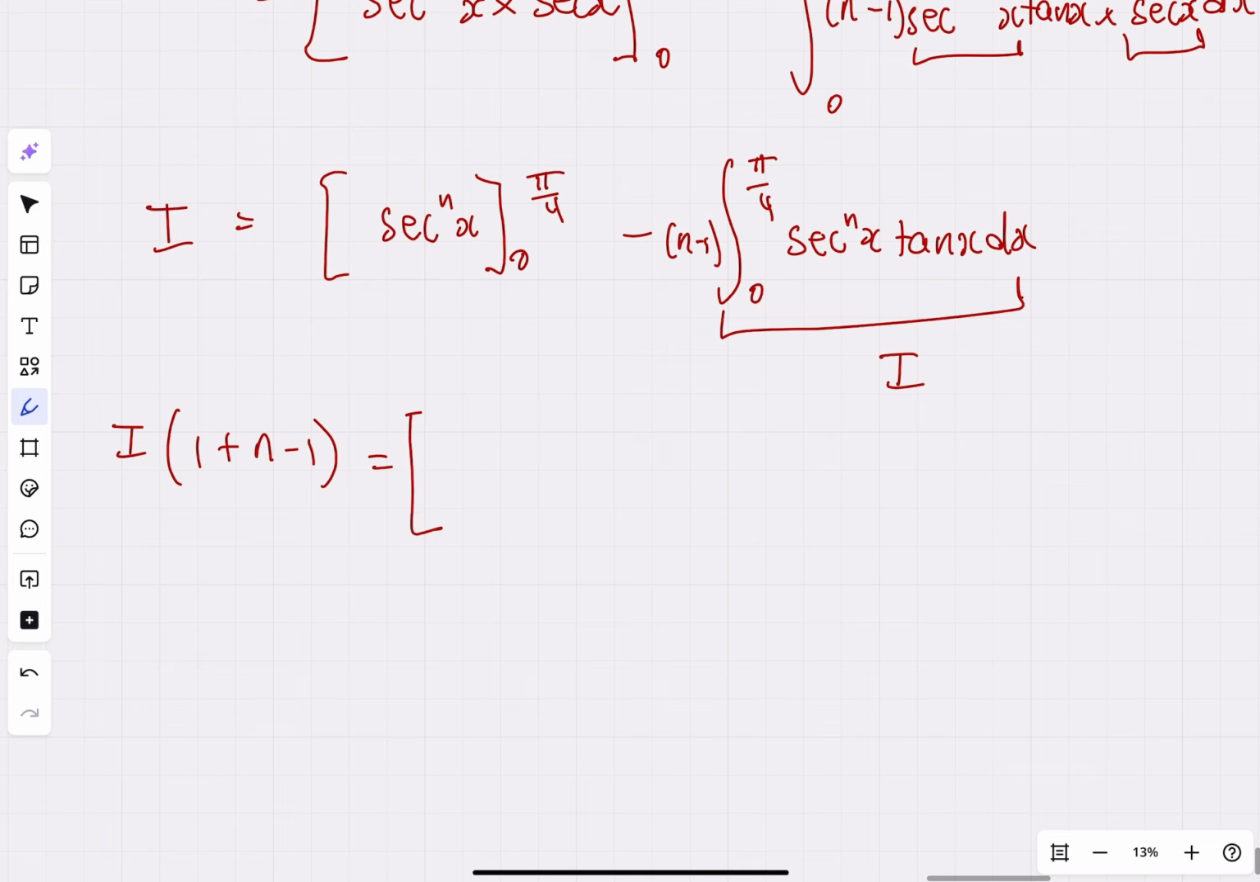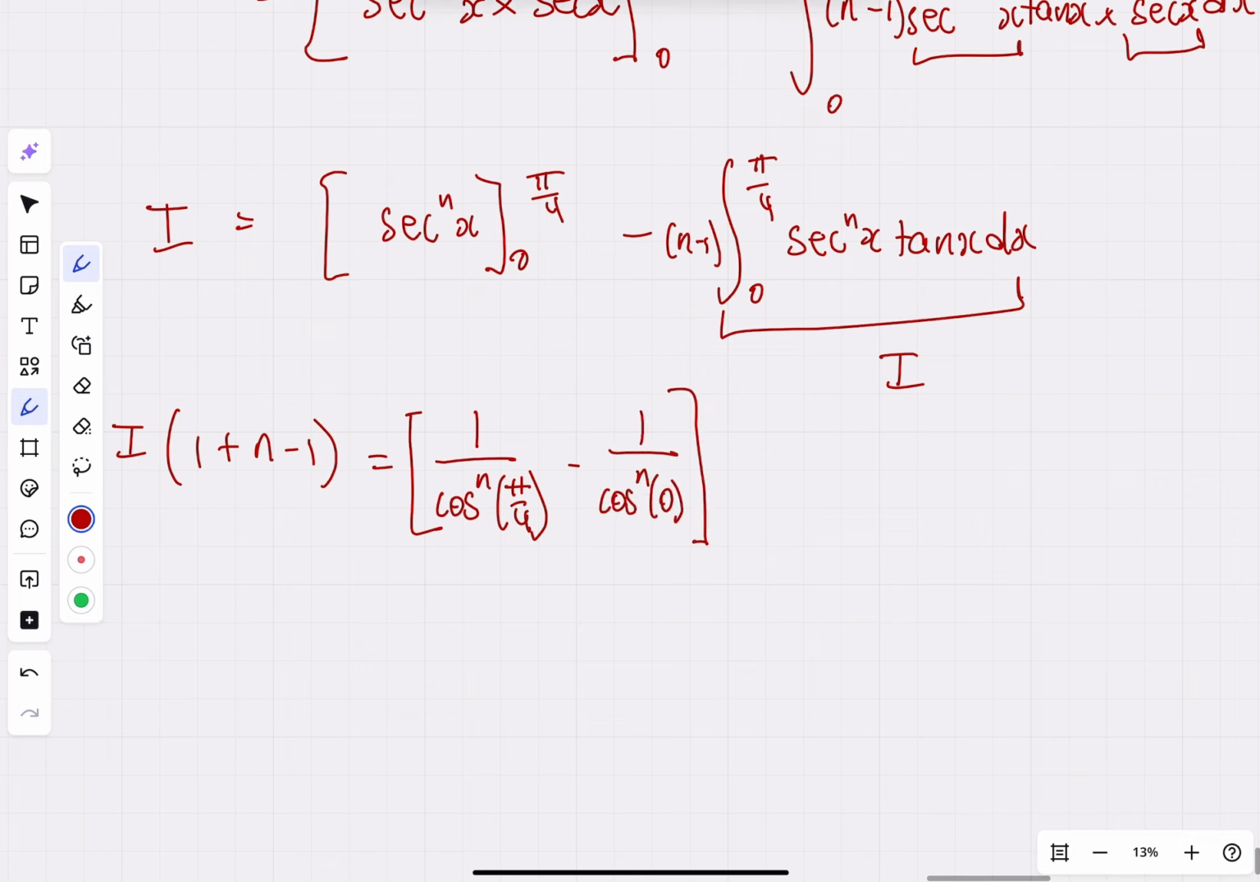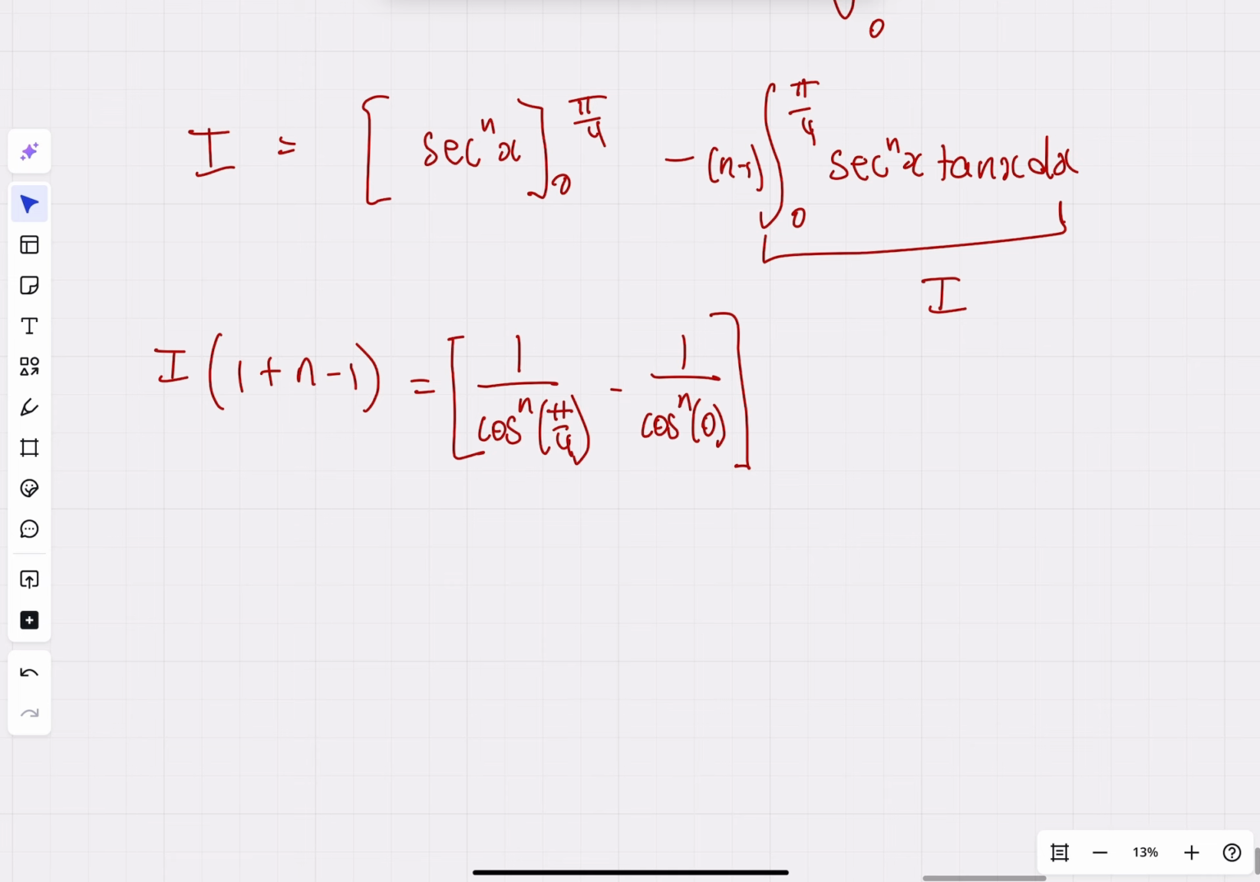Now, let's have a think here. Sec to the n x, well, sec x is 1 over cos x, right? So I'm going to have 1 over cos to the n of pi over 4 minus 1 over cos to the n of 0. Okay?